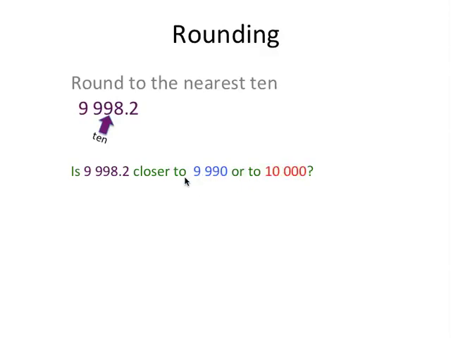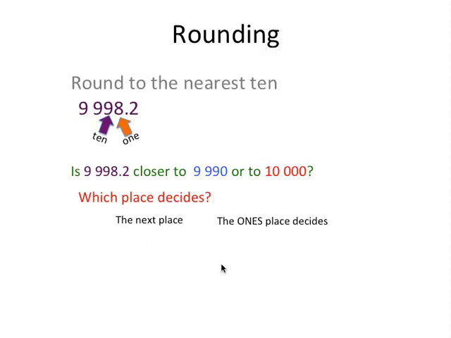Okay, and we're going to see why in a second. All right, so which place decides? We're rounding to the nearest 10, so the next place over is going to decide, which in this case is the ones place. The next place, which is the ones place, decides, and that's higher than 5, so we're going to round up. Remember, if it's 5, 6, 7, 8, or 9, we're rounding up.